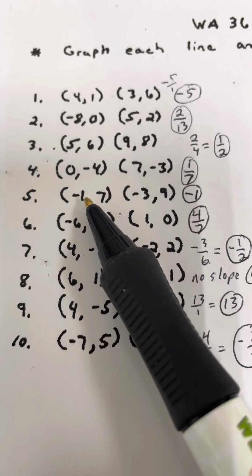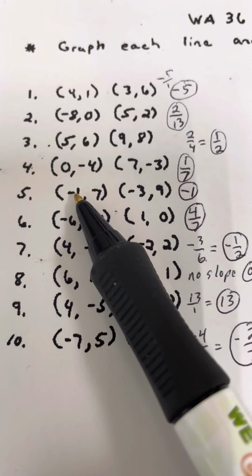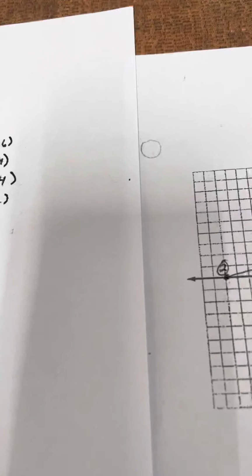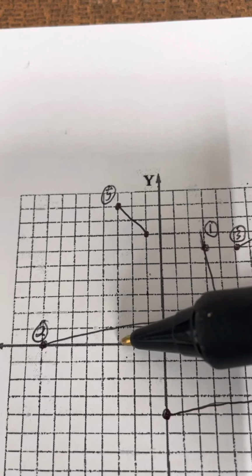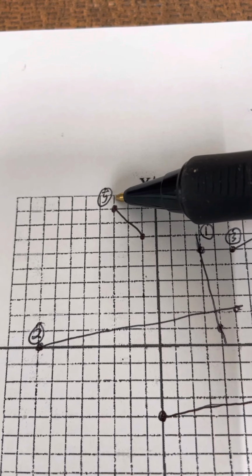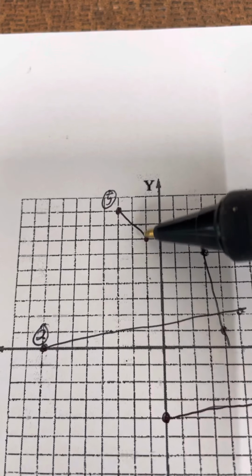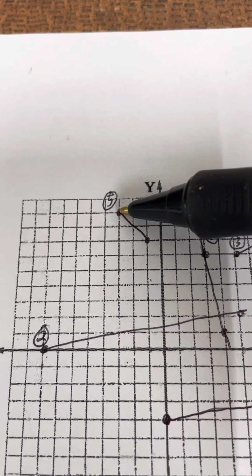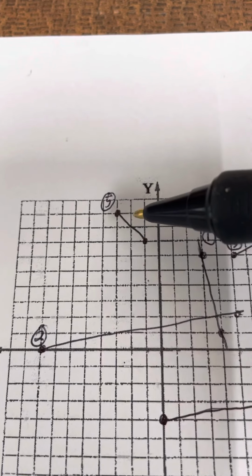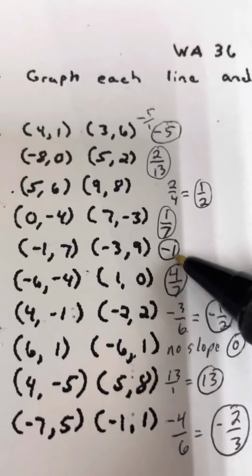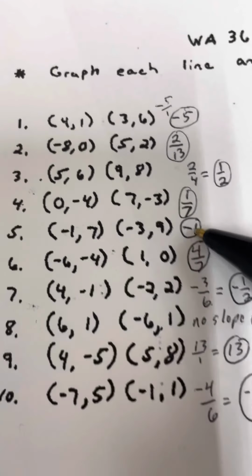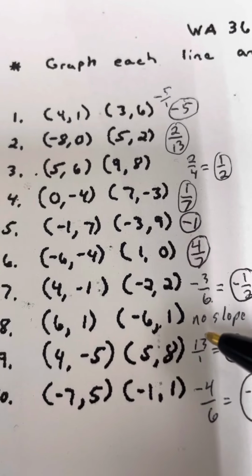Number 5, I am going to point negative 1, 7, and point negative 3, 9. So number 5, I end up over here. This is negative 3, 9, and then I have negative 1, 7, and I'm going from left to right, so I'm going down 1 over 1, down 1 over 1. Or I could say down 2 over 2. Down 2 over 2 is just a negative 1. Down 1 over 1 is negative 1 also. It would be the same slope. So negative 1 is my answer for number 5.